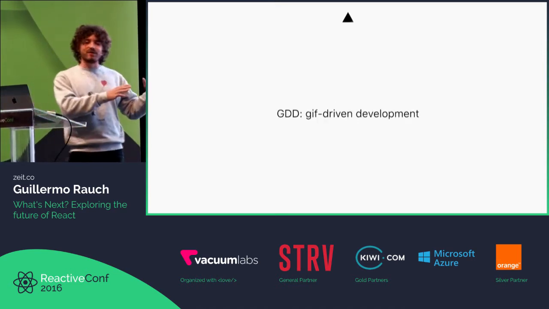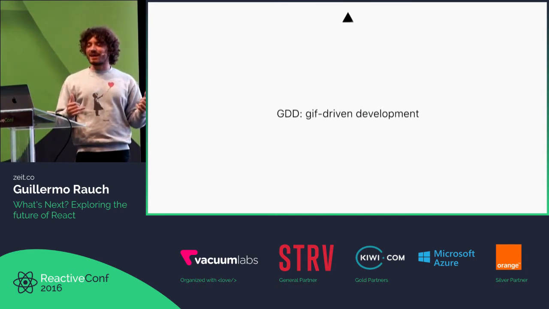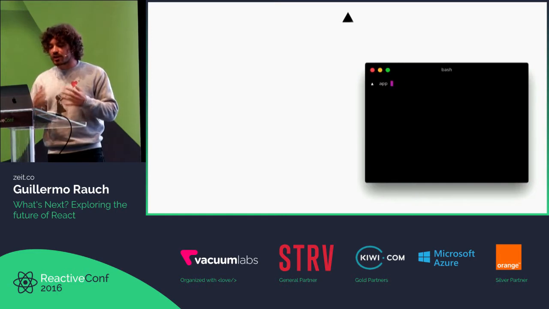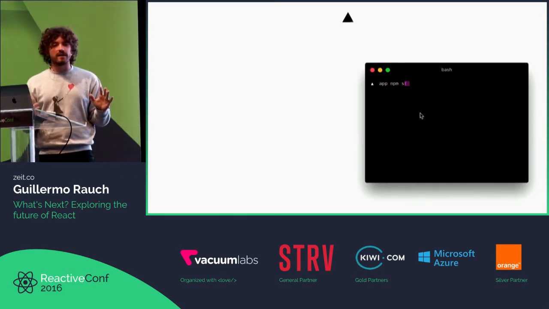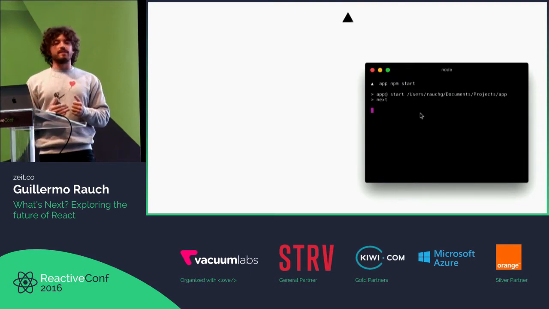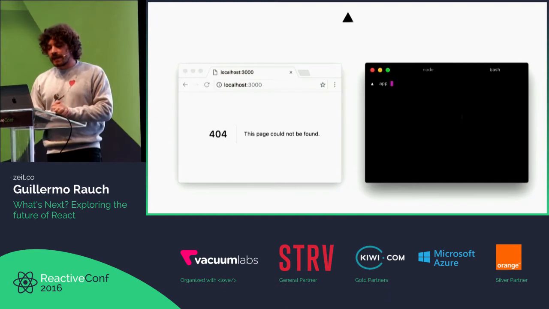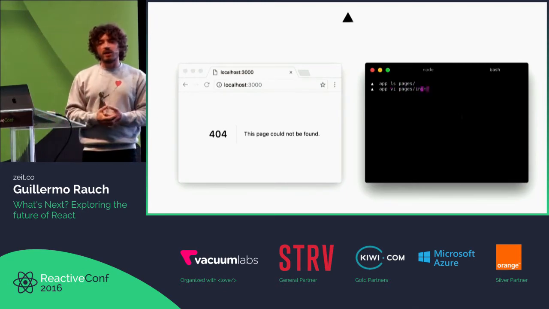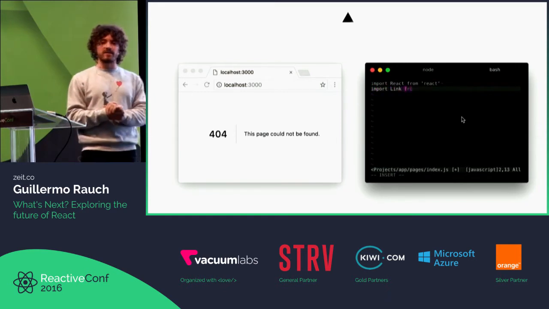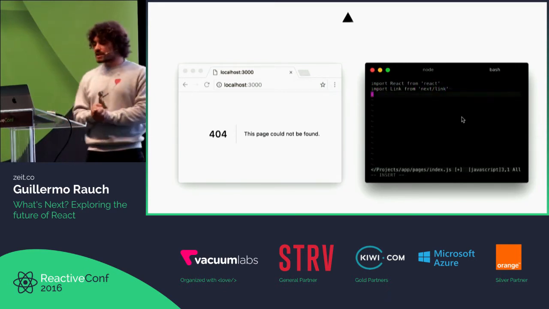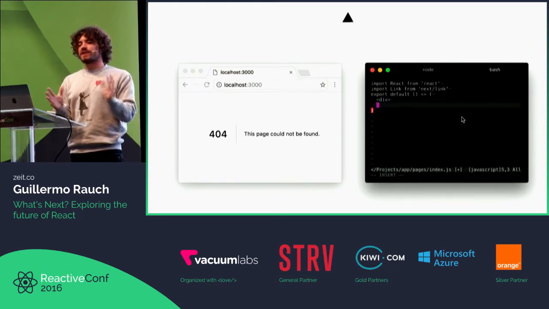Because I'm a big believer in GDD, coined by me as far as I know, GIF-driven development, I'll show you a quick GIF of how Next works. You start with a package.json file, you include the Next dependency, and you just run Next. You go to your URL, and you start populating your application directly in the file system. So here I'm going to define the index route inside the pages directory. And all it does is JavaScript functions and components.